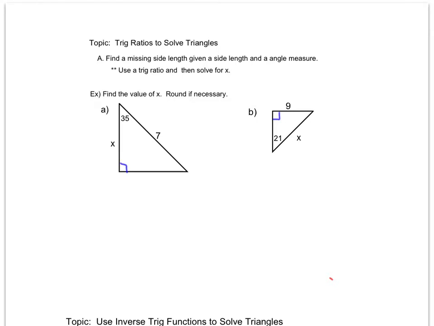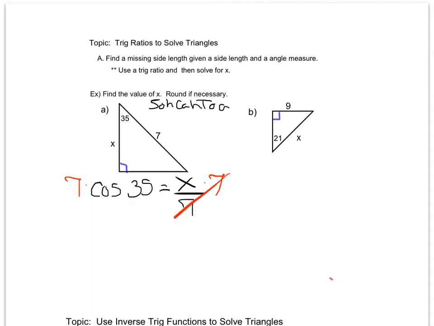So rather than use Pythagorean's theorem, I'm going to say that I know an angle, that angle's adjacent side, and that angle's hypotenuse. So if I look at SOHCAHTOA, I see I could use cosine to set up an equation. I could say that cosine of my given angle, which this time I know, it's 35, is equal to my adjacent over my hypotenuse. Well, I can solve for x here by multiplying both sides by 7. When I do, these 7's cross out, and I can then go to my calculator.